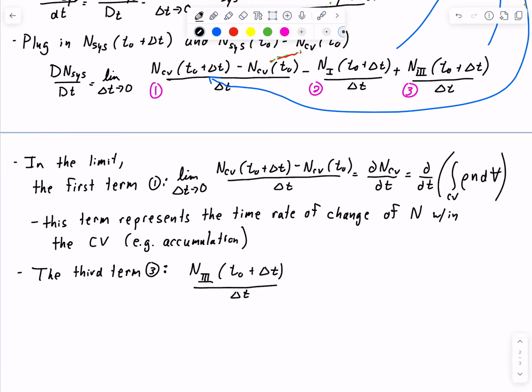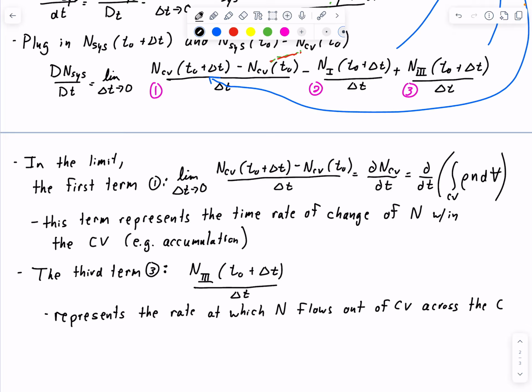Now what does this term represent? This term represents the rate at which your property N flows out of your control volume across the control surface at this region 3. And so we can see that graphically, right?